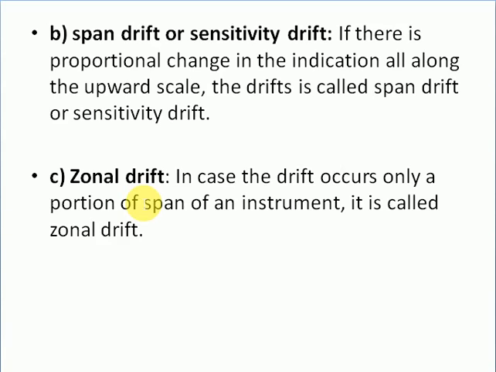The third one is zonal drift. Zonal drift is the drift that occurs over a portion of the span of an instrument. In case the drift occurs only in a portion of the span of an instrument, it is called zonal drift. So that is drift, meaning the change in output while the input is constant.